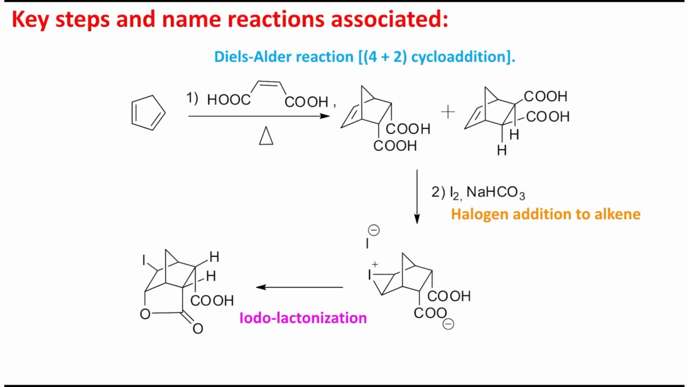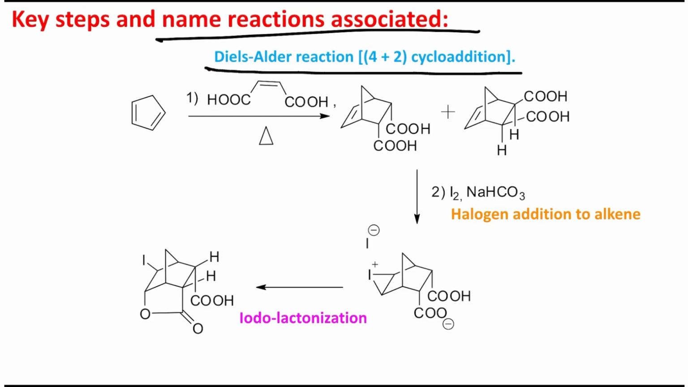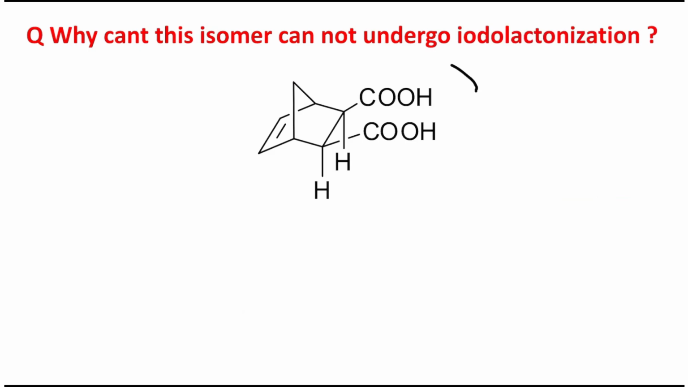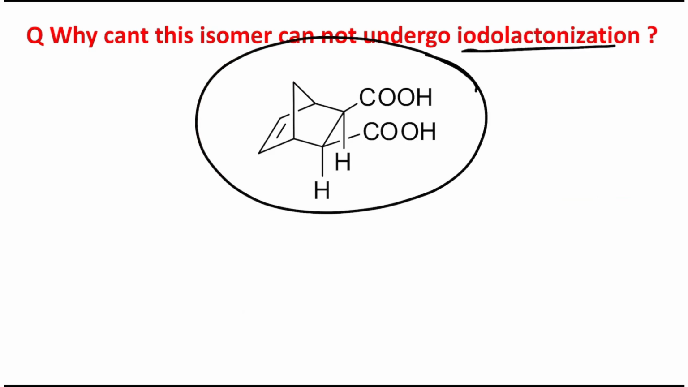Now let's come to the key steps and the name reactions associated with this. The first step is the Diels-Alder reaction, or 4+2 cycloaddition, to produce this. The next step is halogen addition to the alkene to form this bridged iodonium derivative, and the next step is iodolactonization, meaning five-membered ring formation via an intramolecular SN2-type reaction. I have already discussed dedicated lectures on all three topics, so you may visit them for better understanding. Now let's come to the question: why can this compound not undergo this iodolactonization reaction?